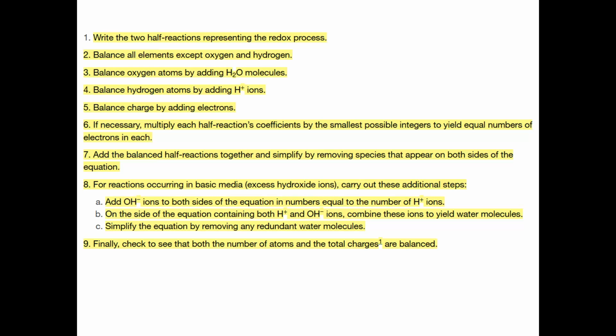So let's just summarize everything. This is the list of rules that are in your book for balancing half reactions using this method. We're going to write the 2 half reactions representing the redox process, 1 for each reactant. We'll balance all of the elements except for oxygen and hydrogen. And then we'll balance for oxygen by adding water molecules. Once we have the oxygen balanced, we're then going to balance for hydrogen atoms by adding H+ ions. Having balanced the H+ ions, we're then going to balance the charge by adding electrons to the more positive side.